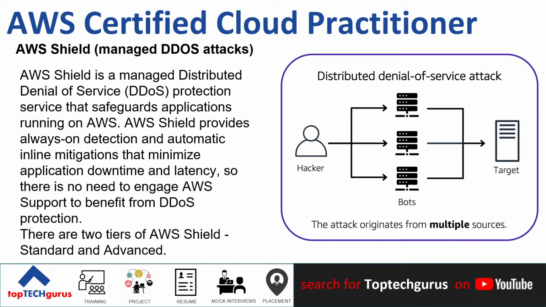What AWS Shield does is it safeguards applications within AWS from getting hit. So AWS Shield provides always-on detection. That is, it's not turned off, and it also has inline mitigations. That is, when it notices and detects a DDoS attack, then immediately it mitigates it so that it blocks the traffic from those particular IP addresses where we're getting malicious traffic. So we don't need to call AWS, engage them to actually get the benefit.